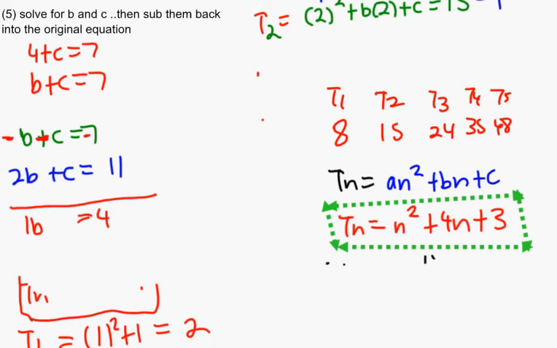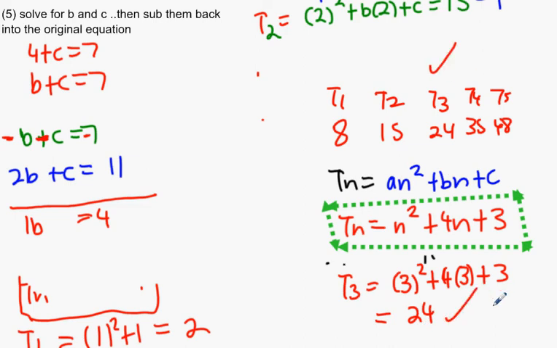Okay, so let's just test one of them out. Let's test T3 out randomly. 3 squared plus 4 times 3. So 9 plus 12 plus another 3. The answer is going to be 24. Does 24 check out? Hence, you have the right answer. Okay, guys, these are long questions.